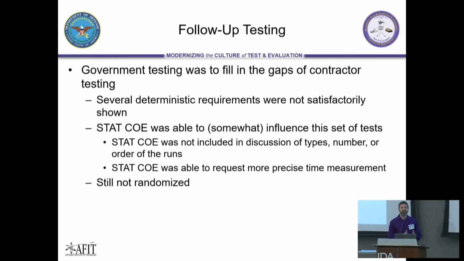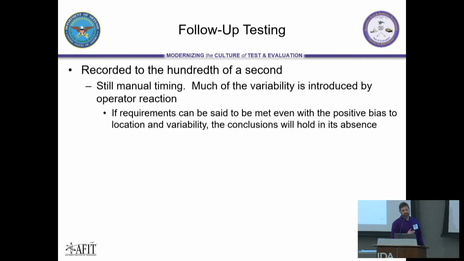We understand most of that variability is going to be human response time. But if we can say that the requirements are being met with that bias and extra variability, then they would certainly be met without it. So we were able to get times that were recorded to 100th of a second.